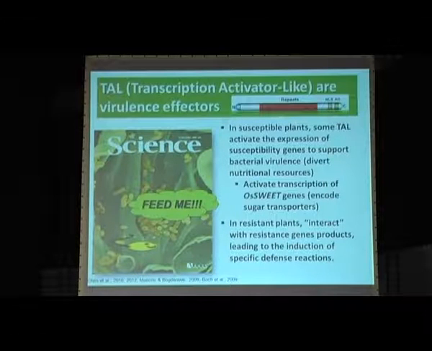And then, just recently, people from Wolfgang's lab have shown that they actually activate these genes called OS-SWEET genes, some of them, activate in susceptible plants the expression of genes that are involved in susceptibility. They divert nutritional resources away from the plant to the bacteria. So in other words, the bacterial pathogen is telling the plant to feed me.